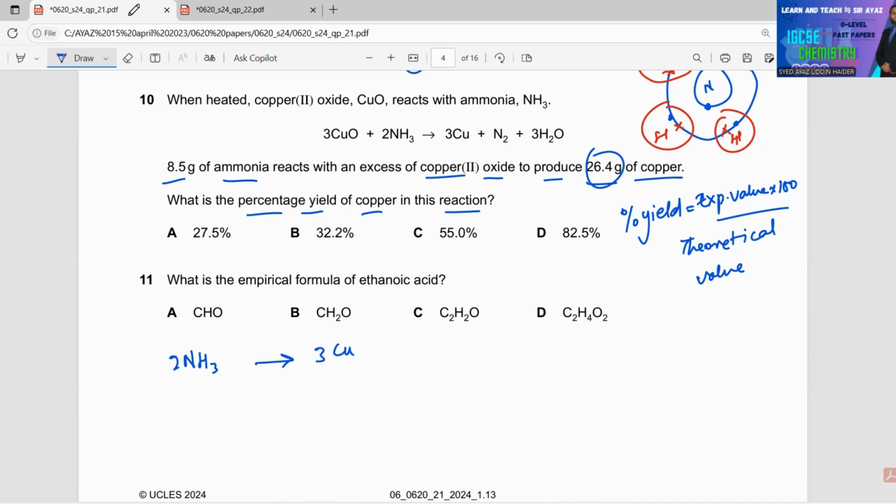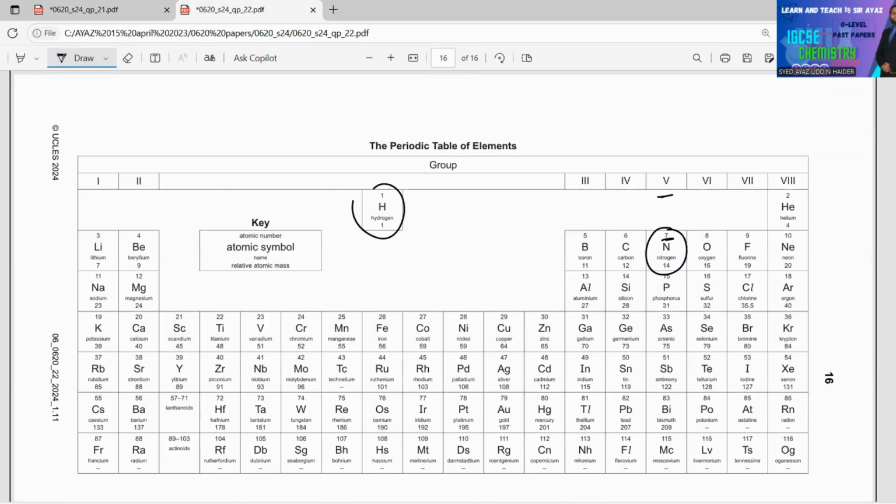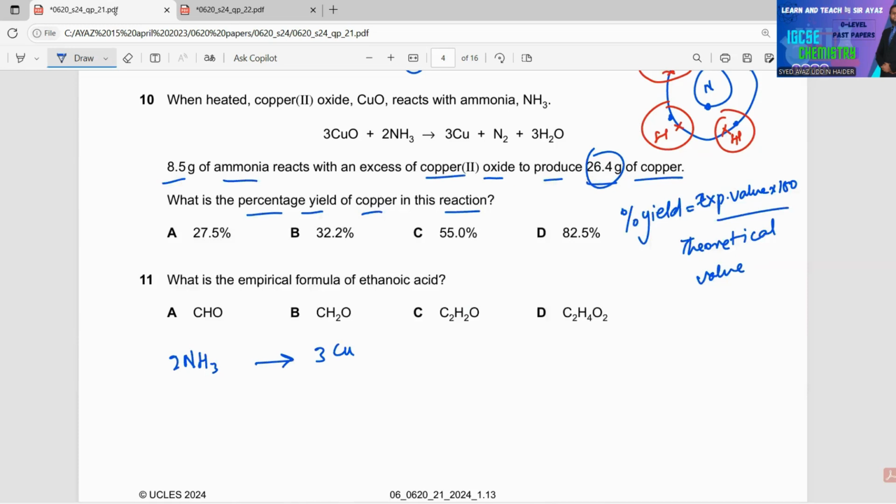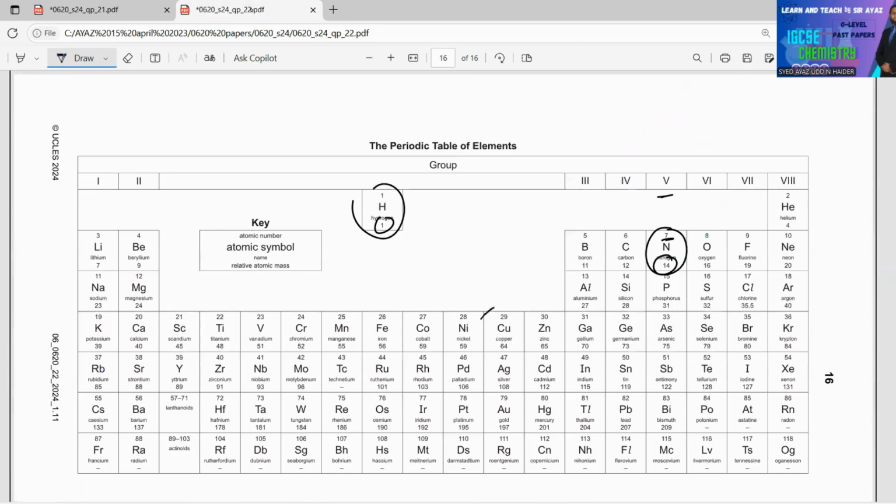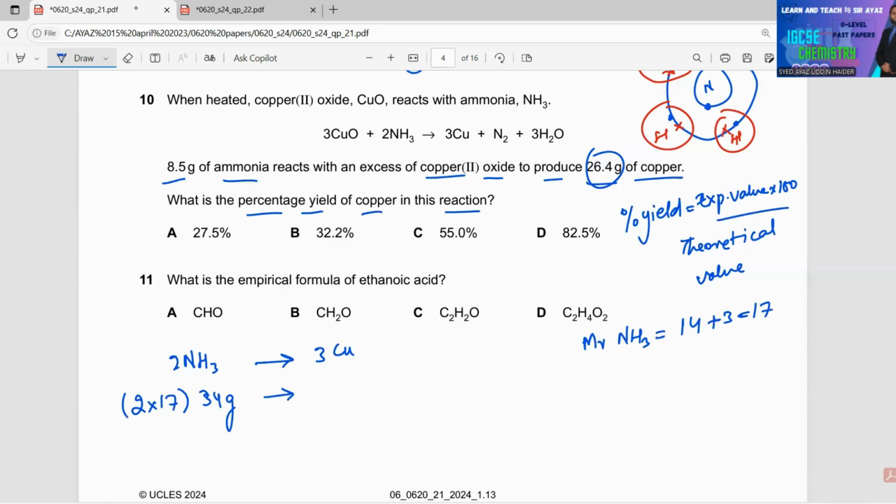Let's find the Mr of NH3. Here's nitrogen. For Mr, we need the Ar of nitrogen, which is 14. Hydrogen is 1. So Mr of NH3 is 14 plus 3, which gives 17. This becomes 17, and 2 multiplied by 17 is 34 grams. What about copper? Here is copper. 64 is the Ar of copper.